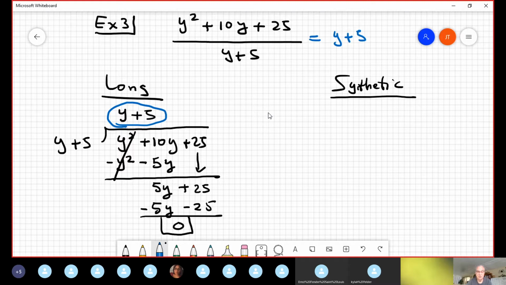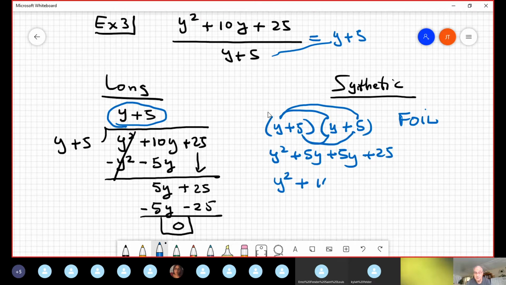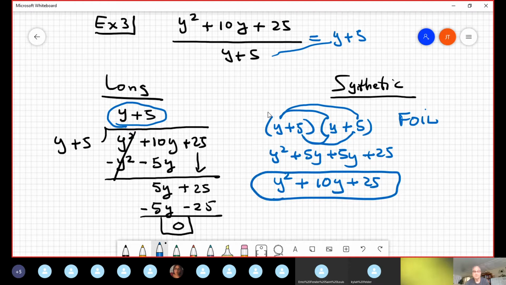Okay? Because if you multiply, let me take advantage of this idea, y plus 5 times y plus 5, like a cross multiplication, let's see what happens. We FOIL. y times y is y squared. y times 5, 5y. 5 times y, 5y again. And 5 times 5 is 25. And when you combine like terms, 5 plus 5 is 10. And we come back to the beginning. This is exactly the same as the top polynomial. Super.